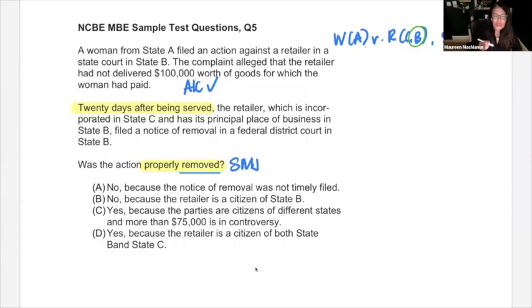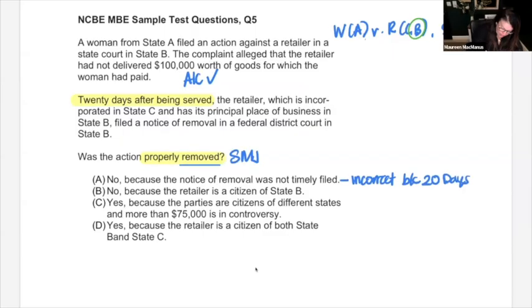So was it properly removed? A, no, because the notice of removal was not timely filed. This is incorrect because it was timely. It was within 20 days. So this mischaracterizes the facts. B, no, because the retailer is a citizen of state B. That looks good. That's what I thought and what I had picked up on.